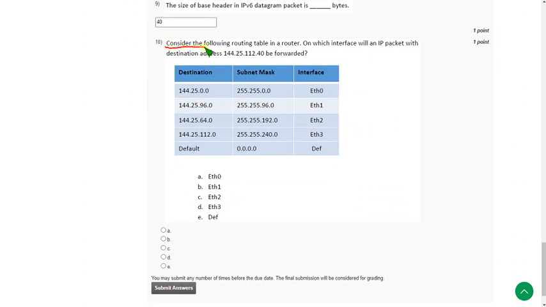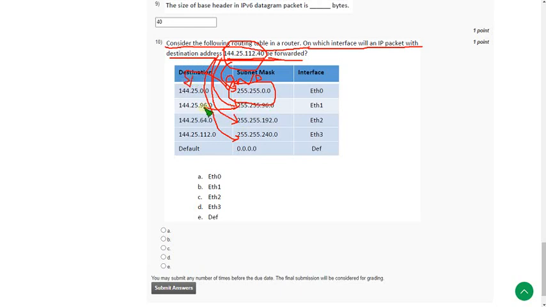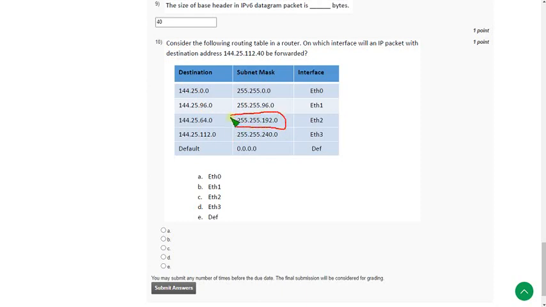Moving on to the final question of this assessment, that is the 10th one. Actually, this question took a lot of time to solve. Consider the routing table. On which interface will an IP packet with destination 144.25.112.40 be forwarded? So we will check for every subnet mask. We use this destination address and perform an AND operation with every subnet mask. If everything matches, that means the AND operation between the given destination address and the subnet mask should give the respective destination addresses. So everything is matching. The one with the longest number of bits, that means the longest subnet mask, will be the answer. So I got this one as the longest subnet mask.